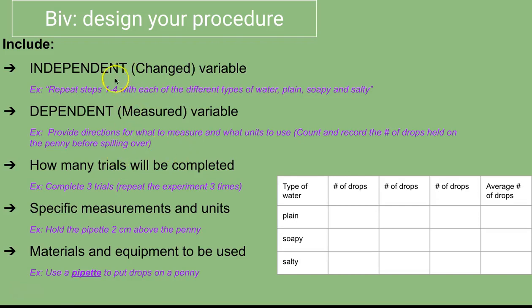So here again, this is just showing that independent variable, the different types of water. Here it says plain, soapy, and salty. The dependent variable is telling you to measure the number of drops held on the penny. It's telling you to repeat it 3 times, so we'll have 3 trials. Holding the pipette, the piece of equipment, 2 centimeters above the penny, so making a measurement. And then you always need a data table to record that data in after you do the experiment.